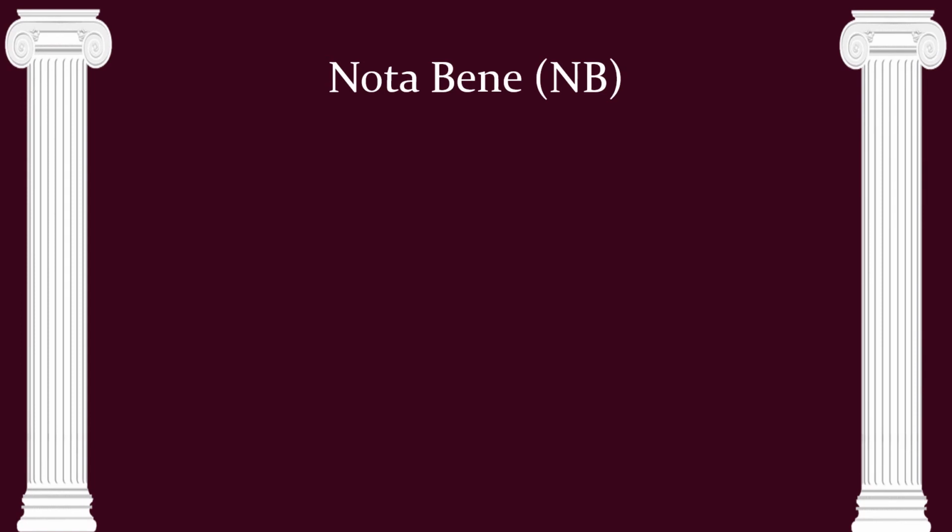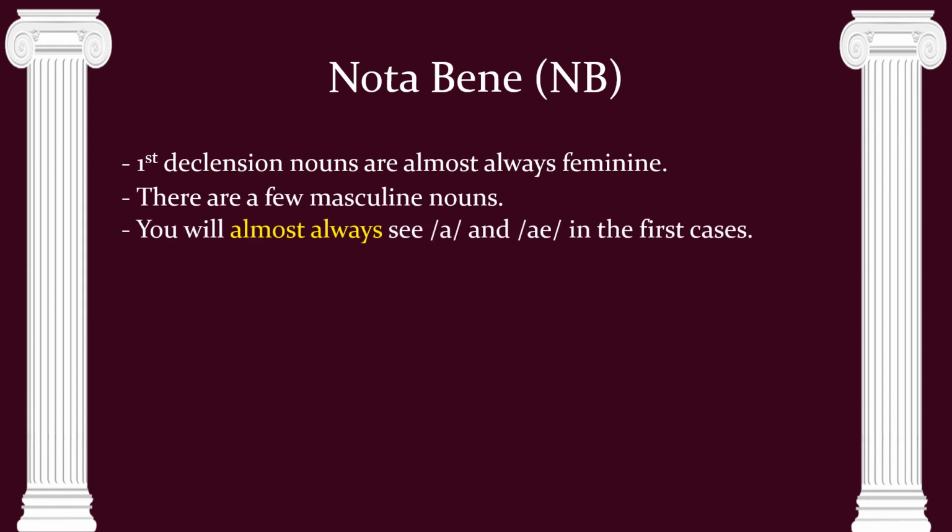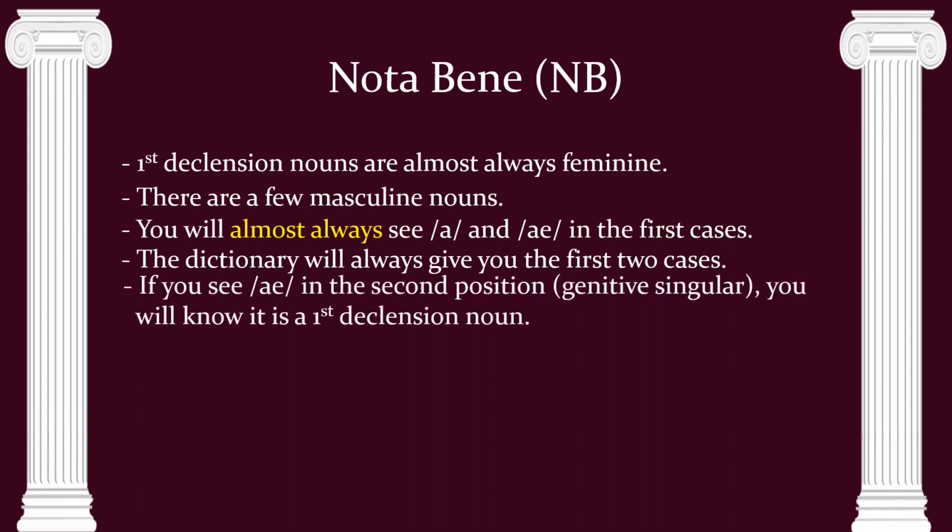Okay, nota bene, take good note of this. First declension nouns are almost always feminine. There are a few masculine nouns like poeta, the poet, nauta, the sailor, agricola, the farmer. They look like feminine words, but we say they're masculine because they refer to things that are normally associated with men. Most poets were men, as were farmers and sailors. You will almost always see A and AE in the first cases, in the nominative singular and the genitive singular. You'll always see the AE. The dictionary will always give you the first 2 cases. If it doesn't give you the second one, it's not a very good dictionary.